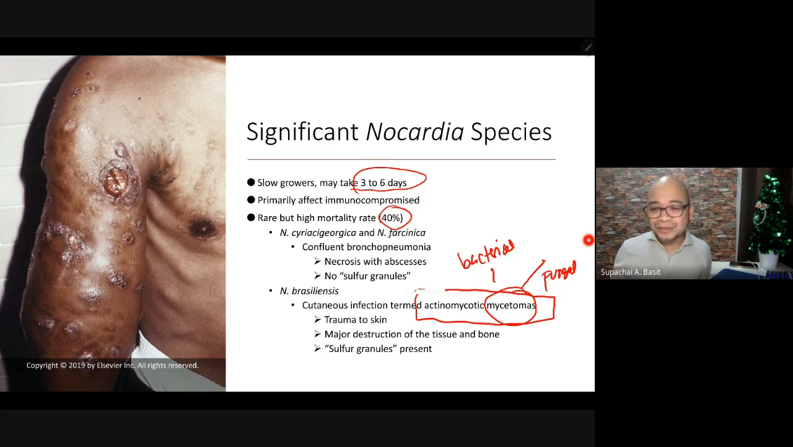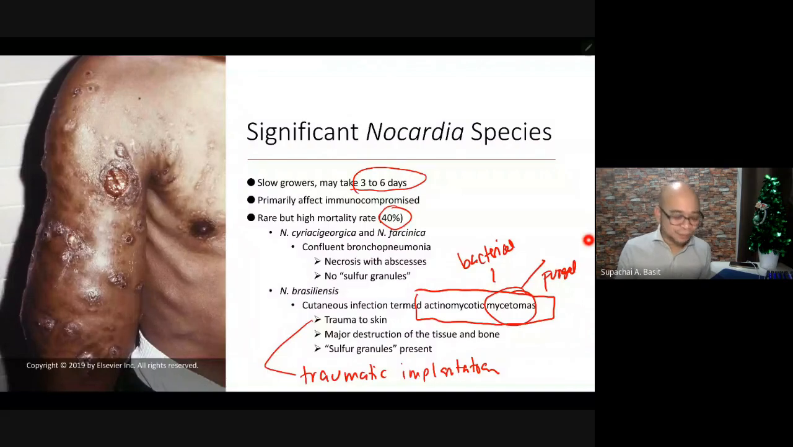So actinomycotic mycetoma is an example of bacterial mycetoma. It is characterized by trauma to skin. Trauma to skin means that there is a traumatic implantation, and there would be major destruction of tissues and bones. This illustration here is an example of actinomycotic mycetoma, or the bacterial mycetoma.